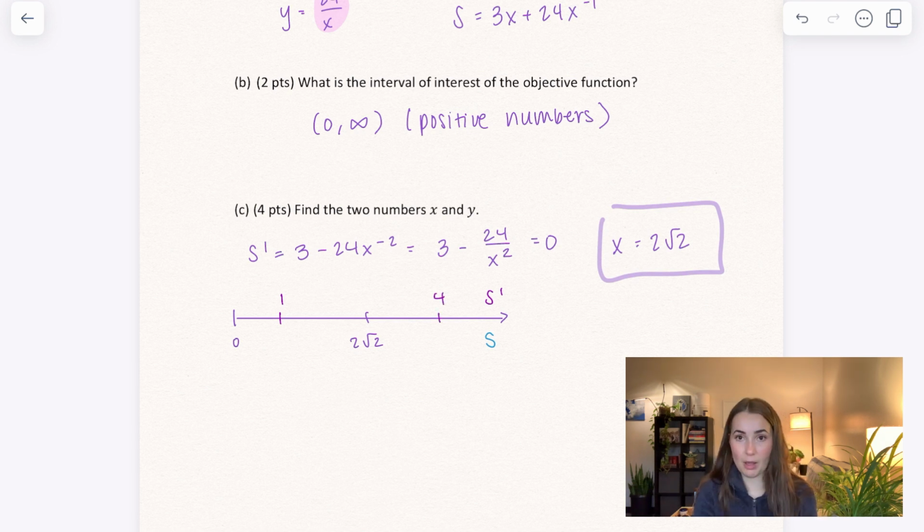If you're not confident about that, if you're thinking, oh, I don't know how to find 2 root 2, the root 2 is less than 2. 2 root 2 is going to be less than 2 times 2, which is equal to 4. So I'll go ahead and plug those into our first derivative.